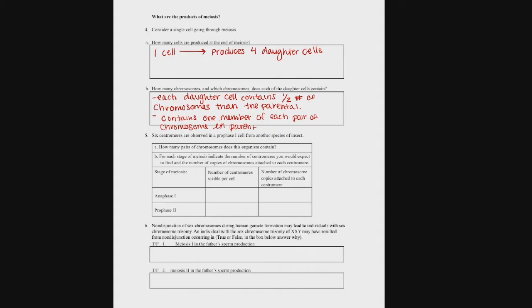And yes, so each daughter cell is a haploid for the gametes. The daughter cells produced by meiosis are haploid cells. Moving on to the table, if 6 centromeres are observed in a Prophase 1 cell from another species of insect, how many pairs of chromosomes does this organism contain? This is similar to mitosis, as we said, so this is just going to be 3 pairs.